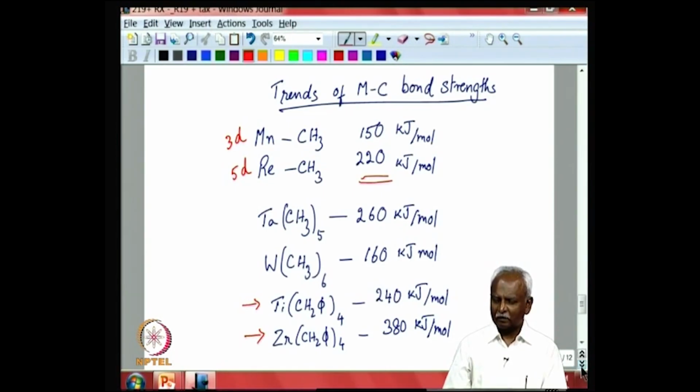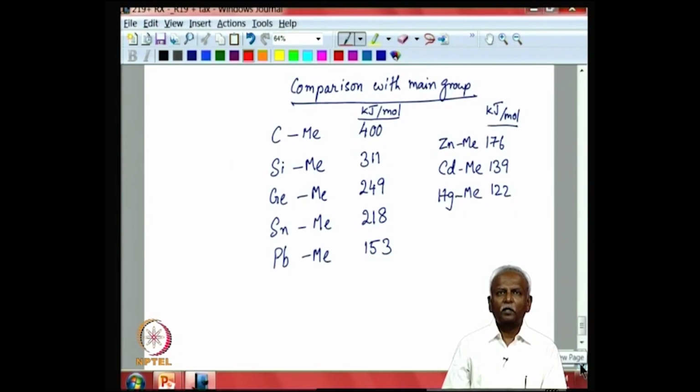It is interesting that the same order is not followed if you go to main group chemistry. In main group chemistry, the metal carbon bond strength, or the element carbon bond strength, if you want to call it that, keeps decreasing as you go down the group. Here are some examples that I have shown you. If you take the silicon methyl bond, it is about 300 kilojoules per mole, and if you make the corresponding germanium methyl bond, it goes down to 249 kilojoules per mole.